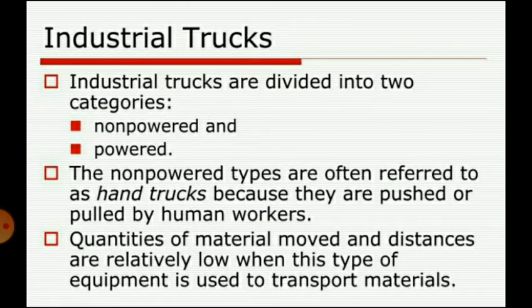First is industrial trucks. Industrial trucks are divided into two categories: first is non-powered trucks and second is powered trucks. The non-powered types are the hand trucks, because they are pushed or pulled by human workers. So the quantity of material moved and the distances traveled are relatively low when using this equipment.